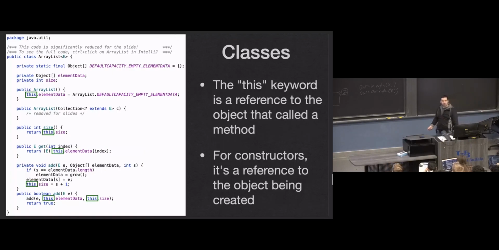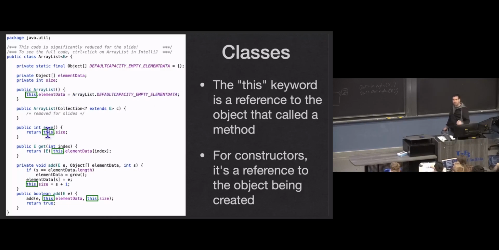And we have the keyword this all over the place. Let's talk about it. We just introduced this keyword Monday, so it's probably still pretty fuzzy. Let's talk about what it is. This is a reference to the object that called that method. And in the case of constructors, it's a reference to the object that's being created. So in the constructor, this is a reference to the object that's being created. And then we can use that reference to access its state and behavior. In this case, this.elementData gives me the instance variable from the array list that we're currently creating and sets it equal to this value.